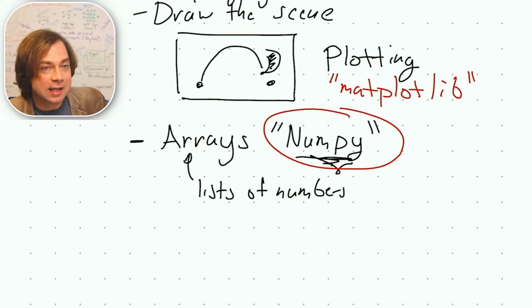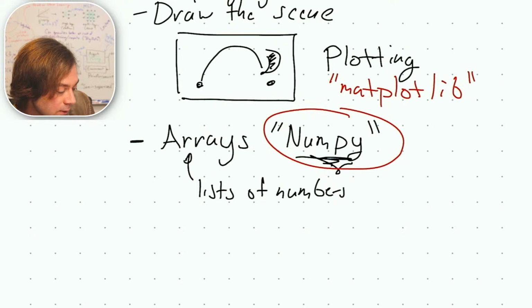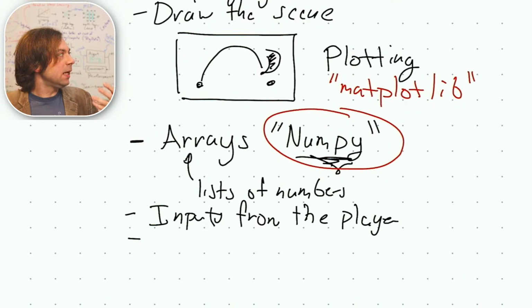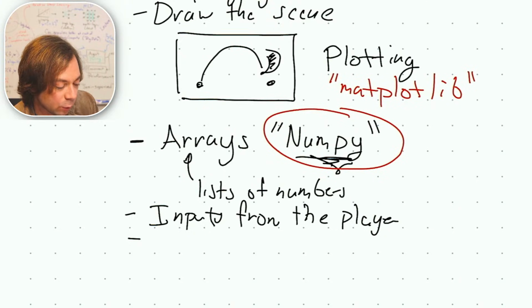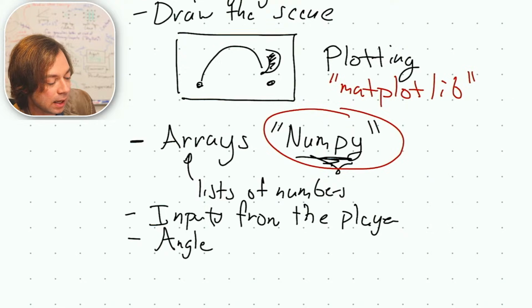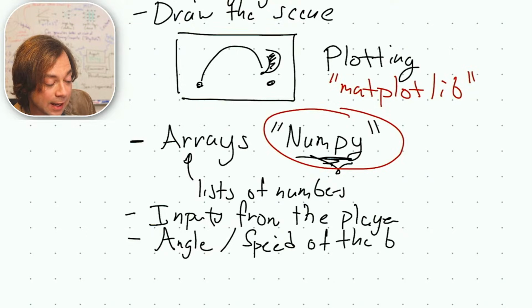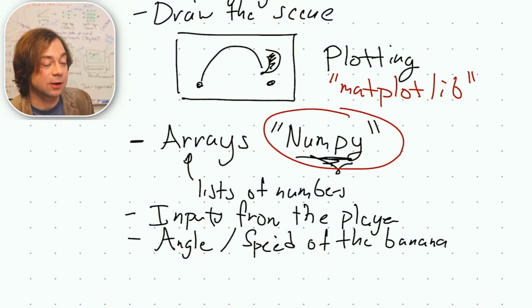If it's a game, we also have to get input from the user, from the player. The inputs might be the angle and speed of the banana. That's what we'll ask them. That's what will tell you where it goes.